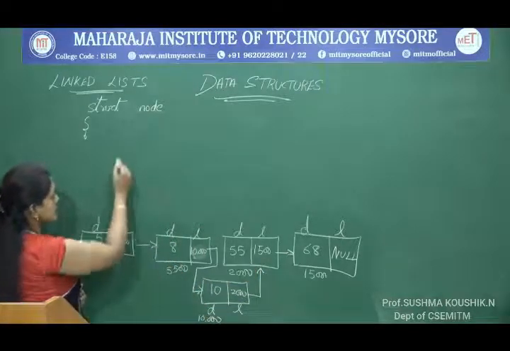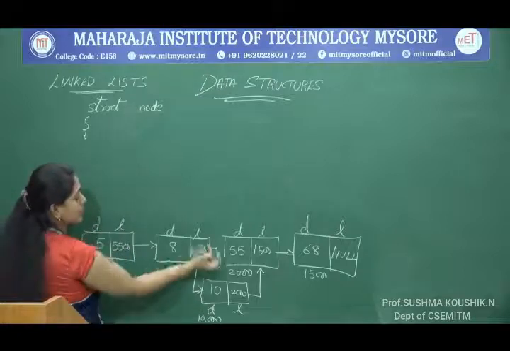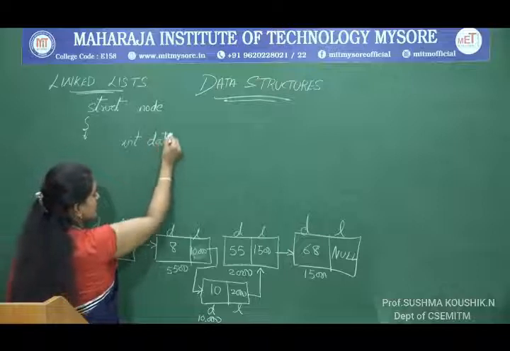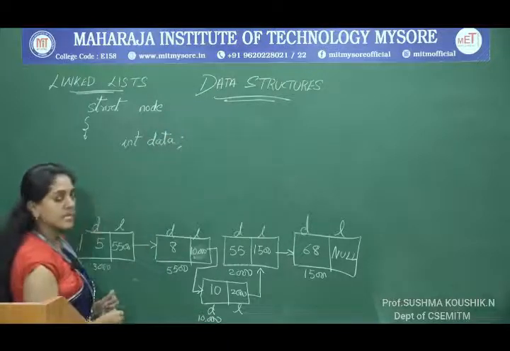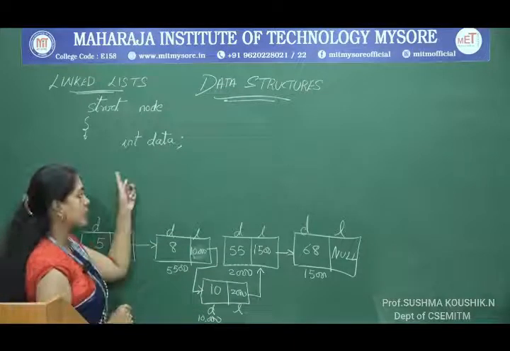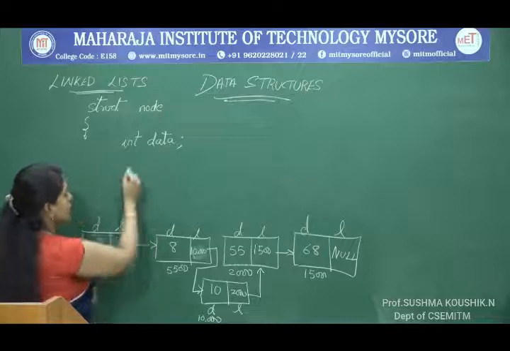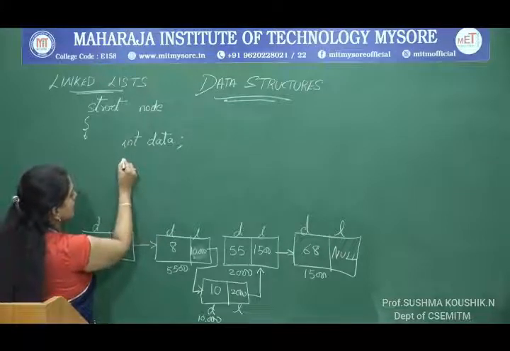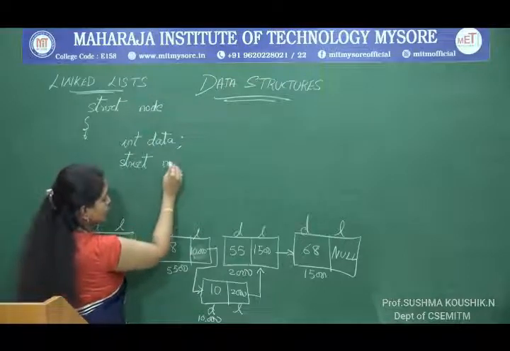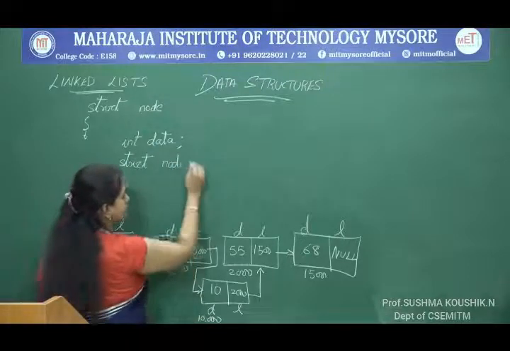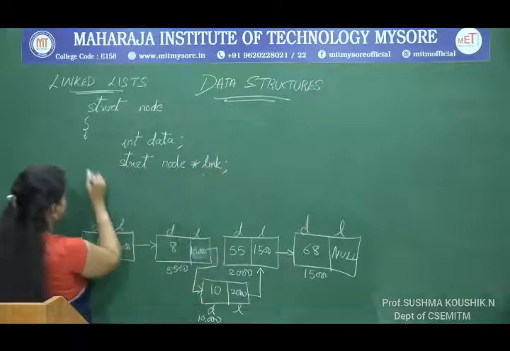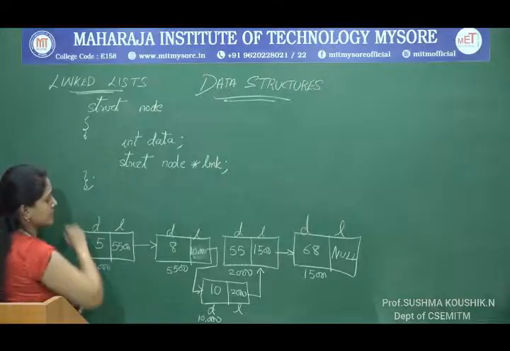So a self-referential structure is written in this fashion, where one of the fields is an integer, and for simplicity we shall represent it as a data field, and one more is a link field pointer. I have to write a self-referential structure. How to create a self-referential pointer? Write struct. The structure name is node, and then comes the pointer which we are marking as a link. Okay, so close the structure with a semicolon.